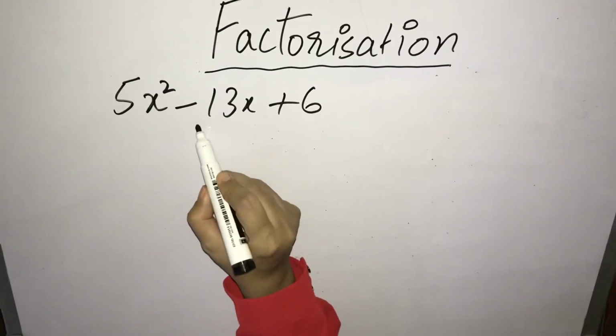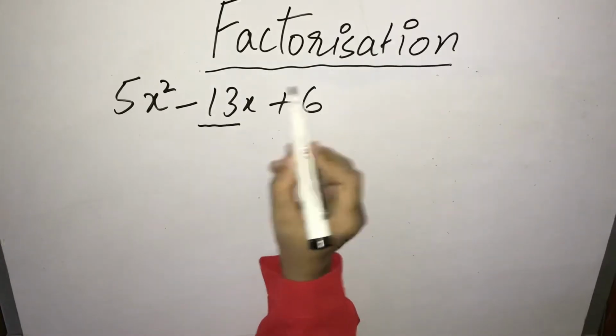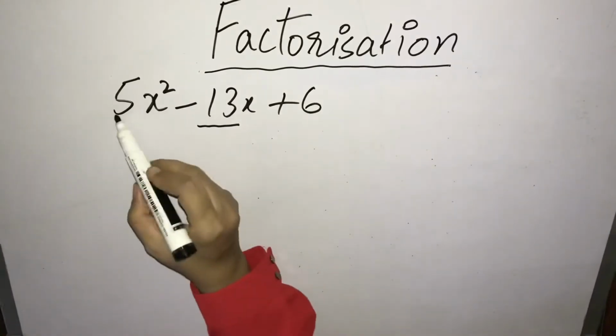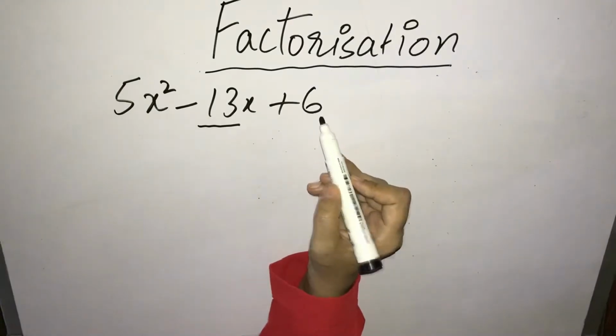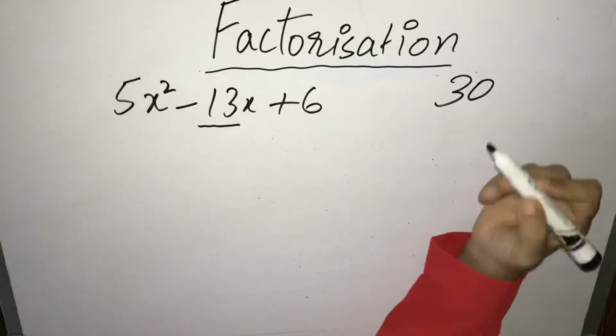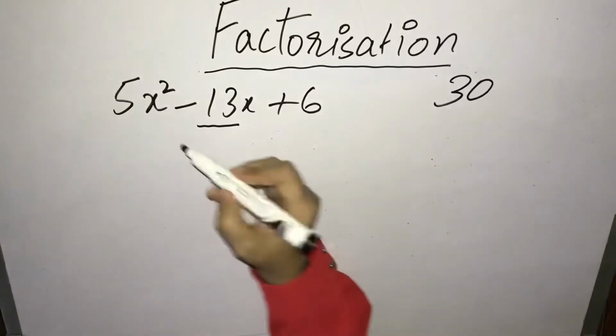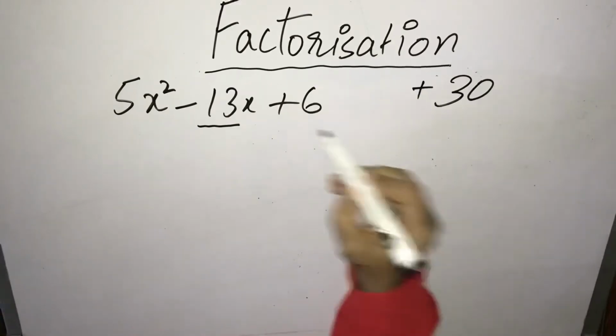Midterm breaking means we have to make factors of 5 times 6, which is 30, the terms which are at the end. We have to make the factors of 30 in such a way that when we add the two factors we get minus 13, and when we multiply the two factors we get plus 30.